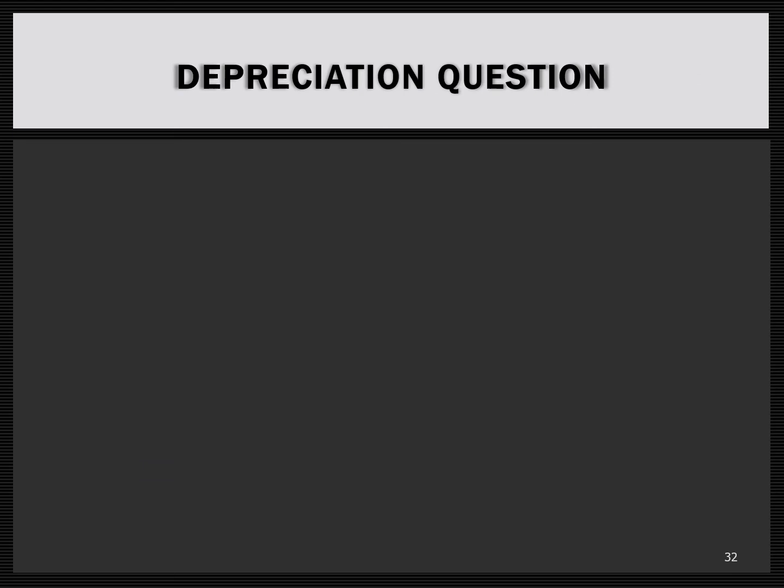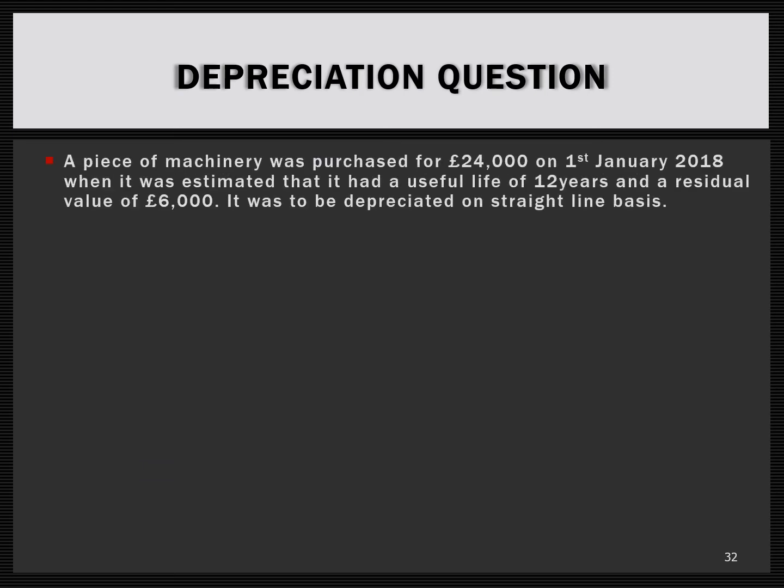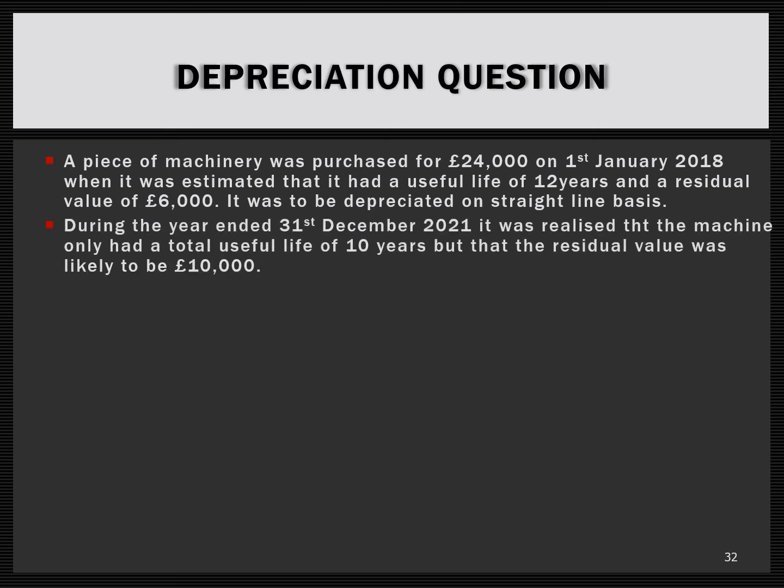So here's a quick depreciation question. We purchased some machinery on the 1st of January 2018 for £24,000. We estimated a useful life of 12 years and a residual value of £6,000. We were going to depreciate it on a straight line basis. During the year ended December 2021, we realised that the machine was only going to last for 10 years, but after that 10 years we were probably going to be able to sell it for £10,000.